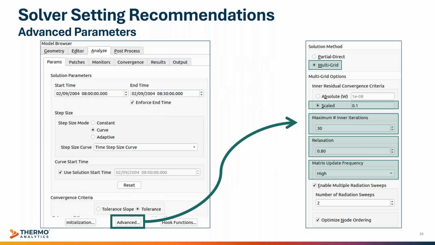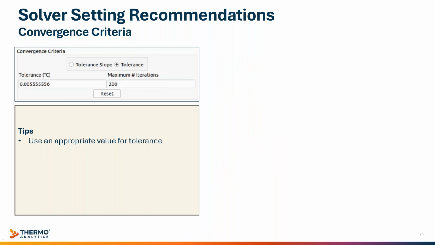The matrix update frequency should probably be increased to medium or high, and it's sometimes helpful to enable the multiple radiation sweeps option, and you can use the default value of 2. The settings shown here on the slide are generally the best practice to ensure model stability for cabin simulations. So it can be a good idea to just go in and use these values automatically. But if you want to play around with convergence versus model runtimes, you can adjust these slightly to see if you can get it to run faster or converge better.